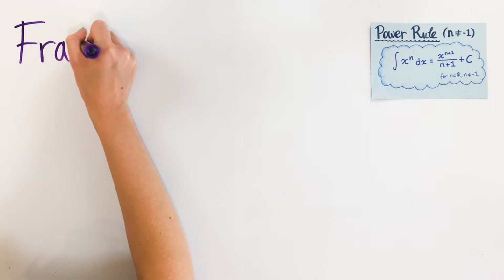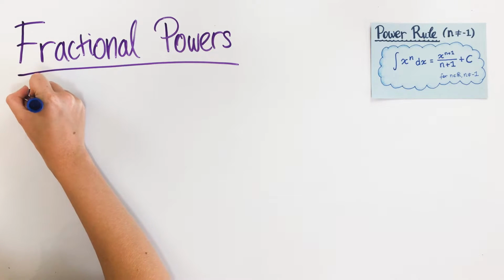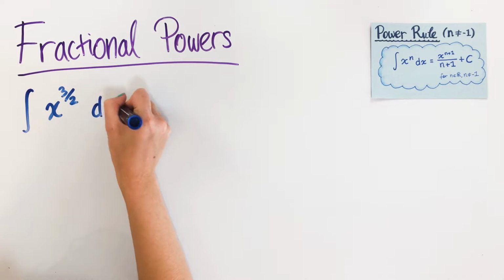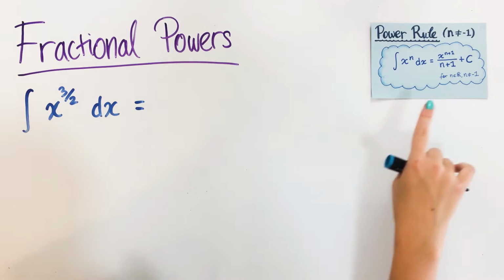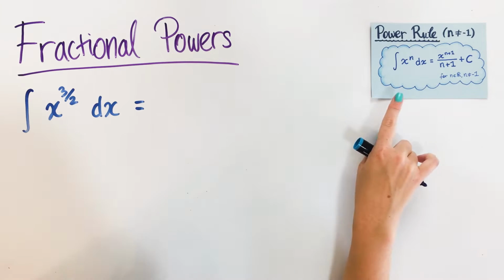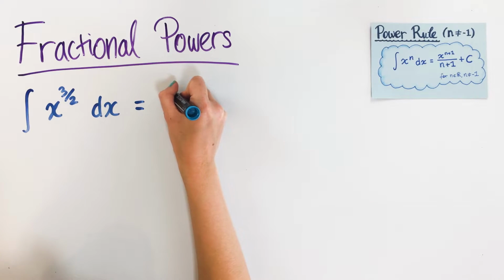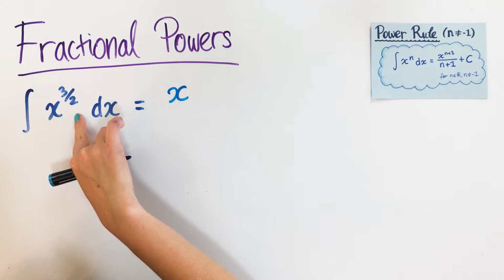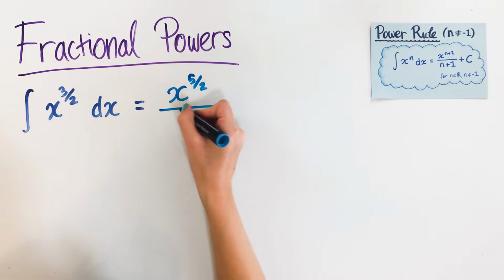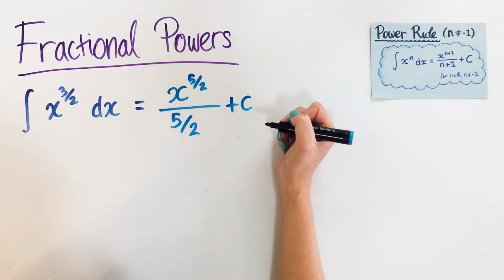Now let's try fractional powers. So what would happen if we had the integral of x to the power of 3 over 2 dx? So 3 over 2 is also a real number. It's not negative 1, so we can still use the power rule. So this is going to be equal to x to the power of 3 over 2 plus 1, which is 5 over 2, divided by our new power 5 over 2, plus c.